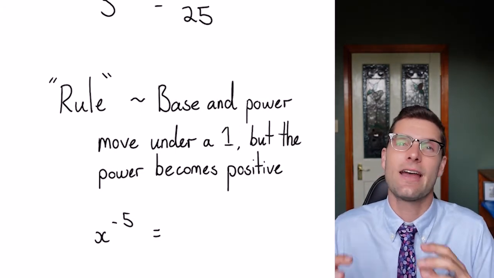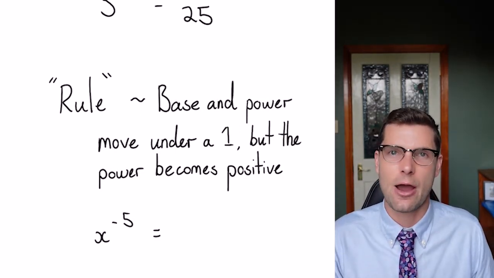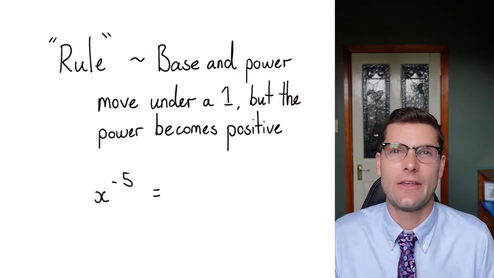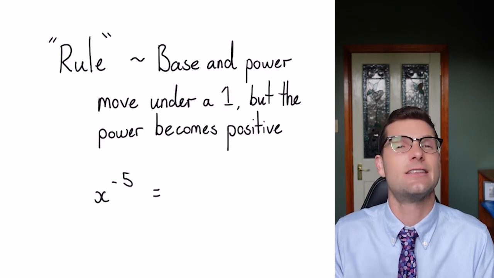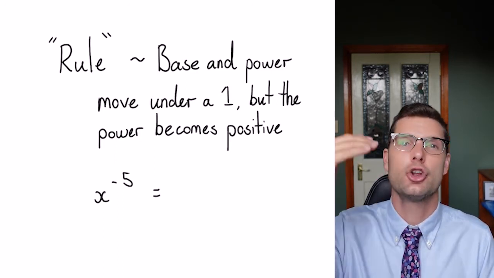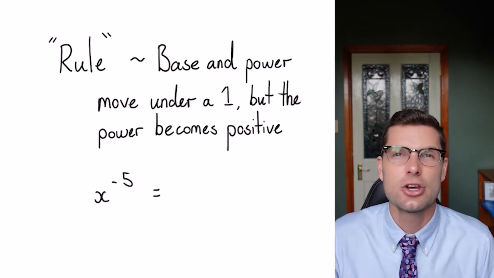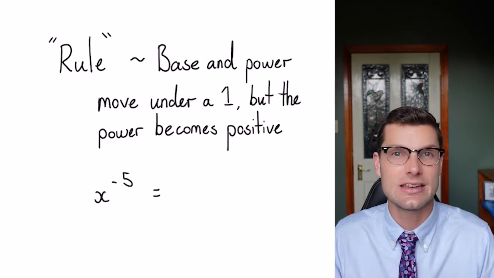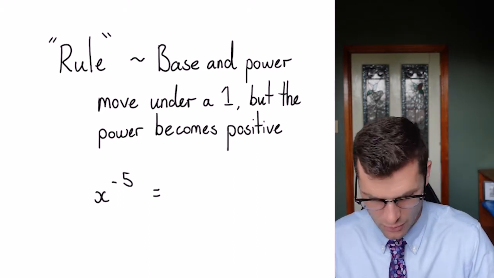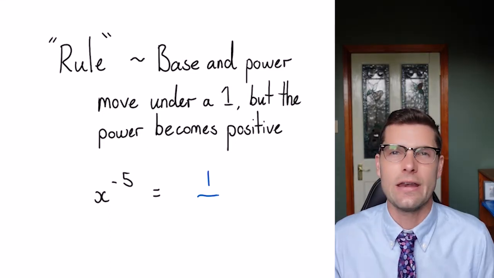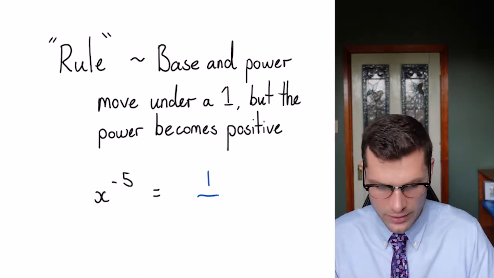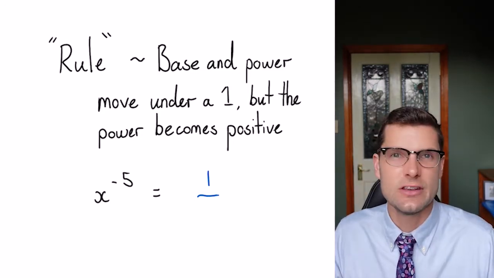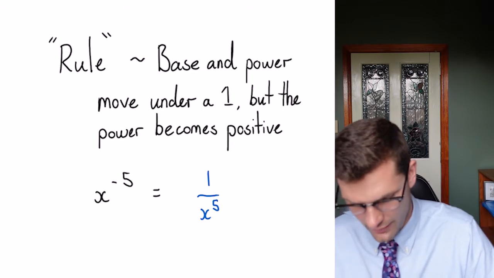So if we're going to write it out, the base and the negative power move underneath a fraction that has a 1 on top. The only thing that changes to the base and the power is that the power becomes positive during that switch. So here I've got x to the power of negative 5. So straight away, because it's a negative, I know I'm going to move it to the bottom of a fraction over 1. So I've got a 1 up the top there, divided by the exact same information, but with a positive power. So this becomes x to the power of 5.